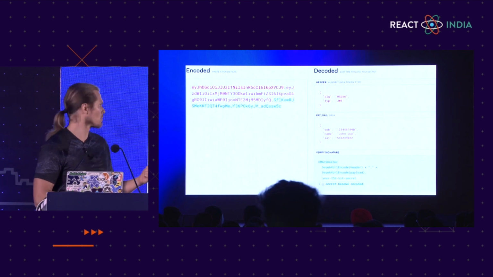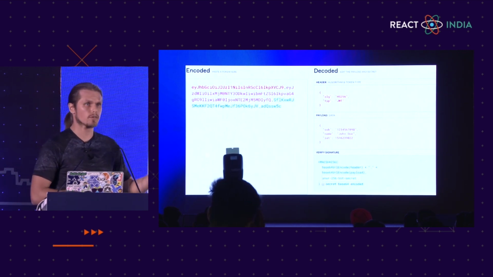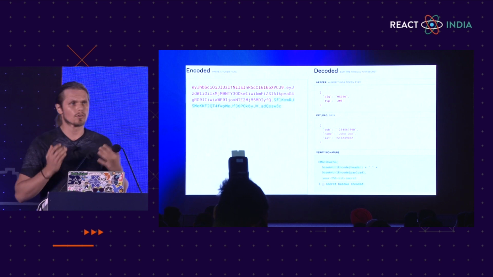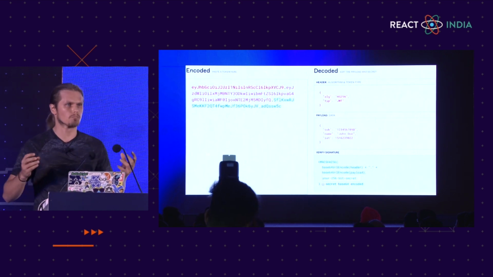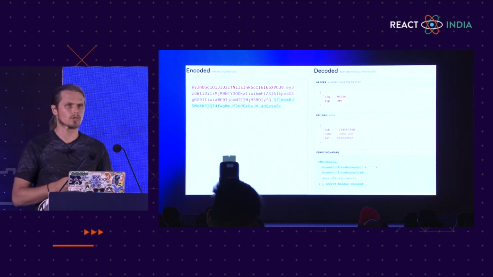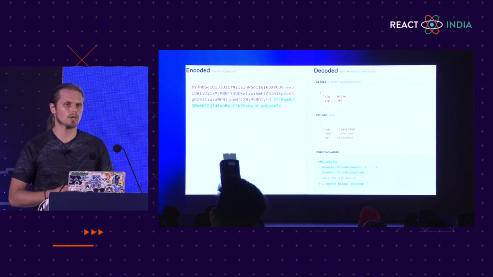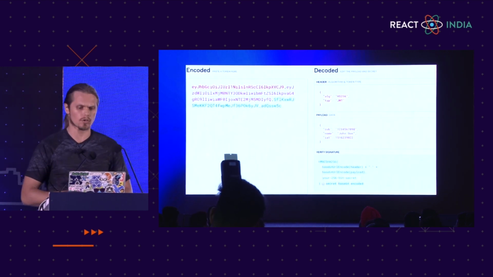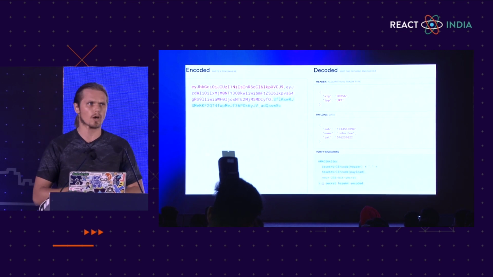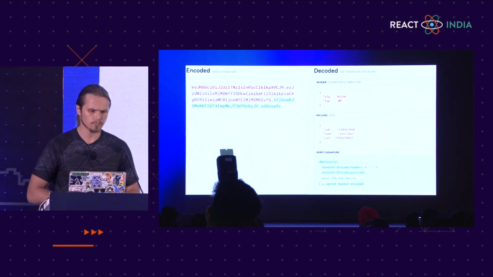that is, there are different algorithms, there are different types of signatures. There are some that use just a secret keyword, some that use private key. There are different algorithms. You can browse through jwt.io and read more about that.